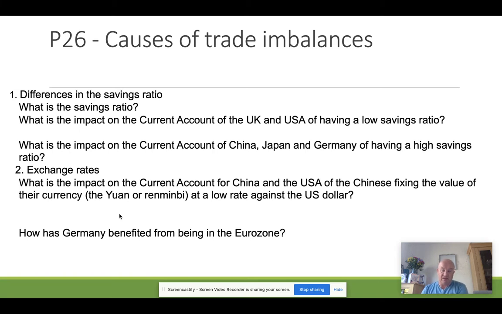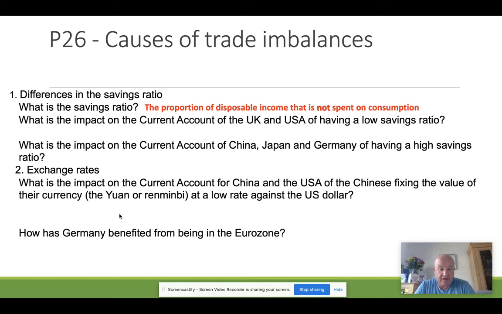Now obviously the first thing we're looking at is something called the savings ratio. Differences in the savings ratio will cause trade imbalances to happen. Let's have a look and see what a savings ratio is. Basically, that's essentially the proportion of disposable income that's not spent on consumption.